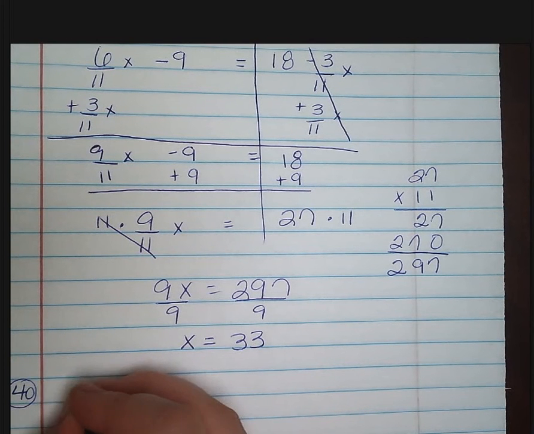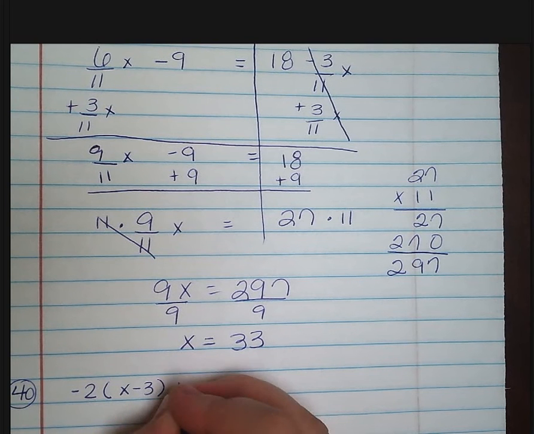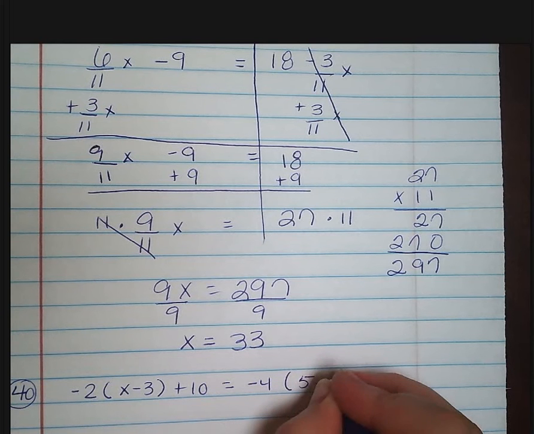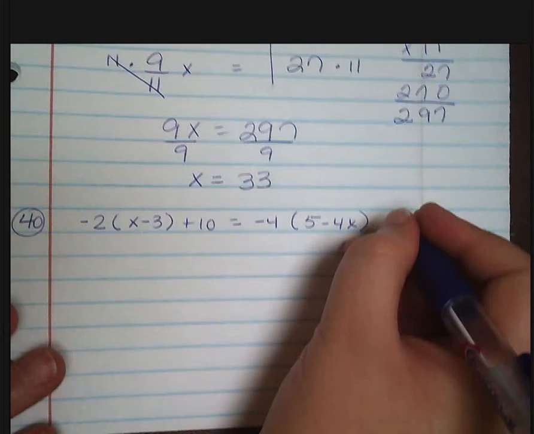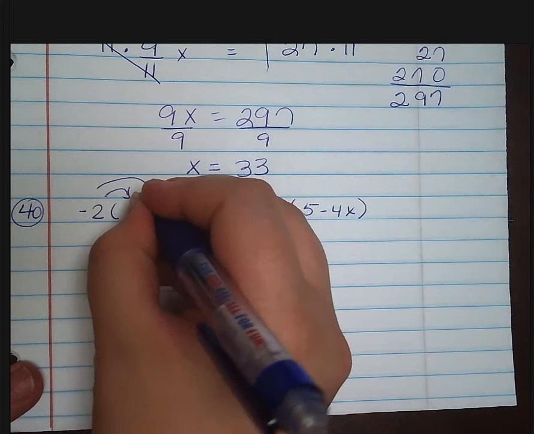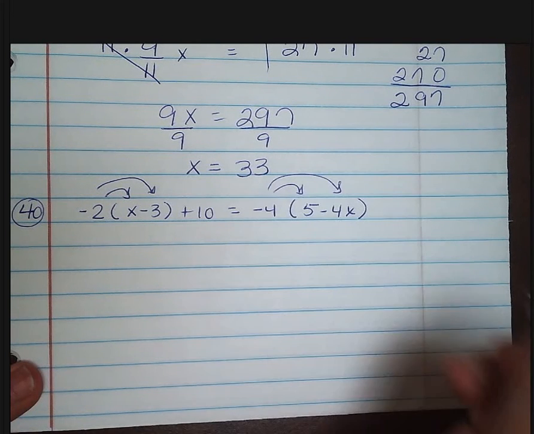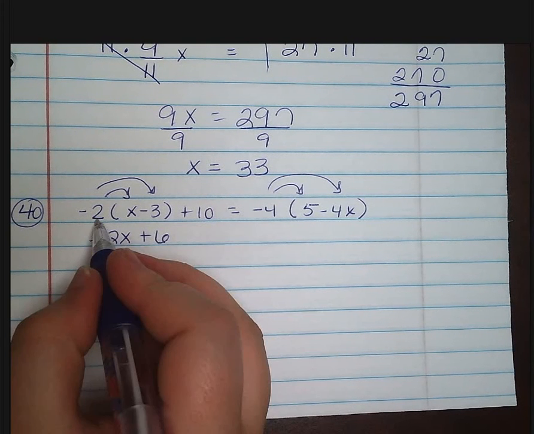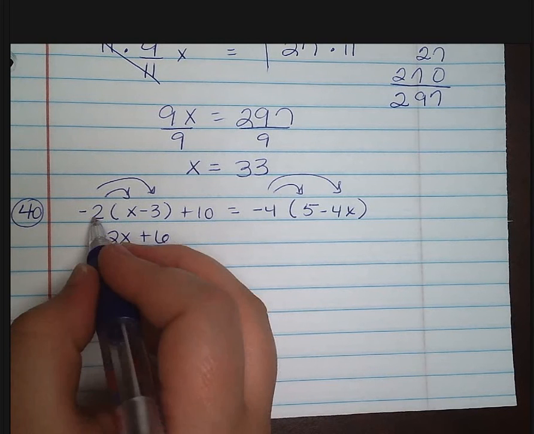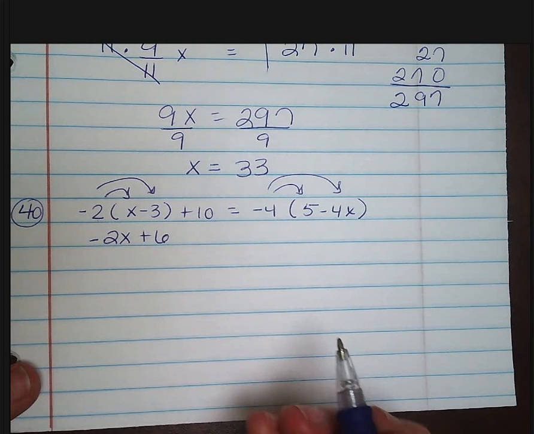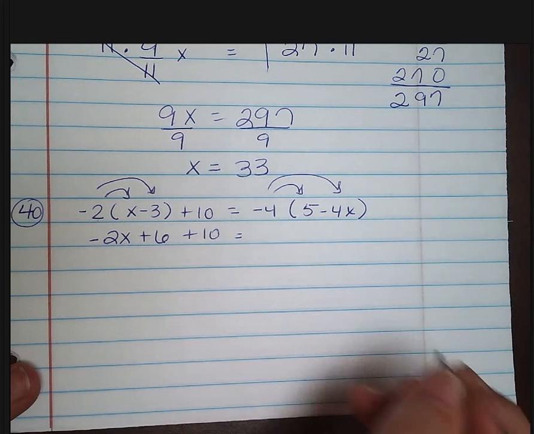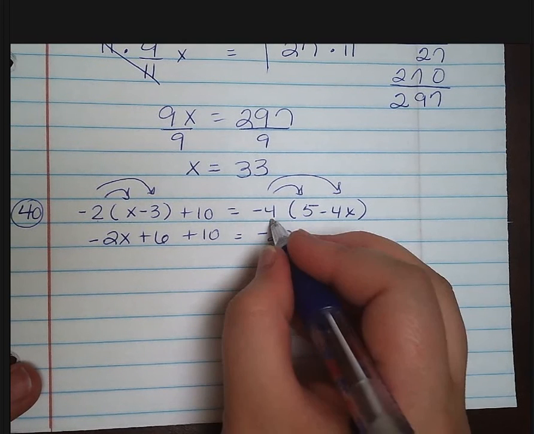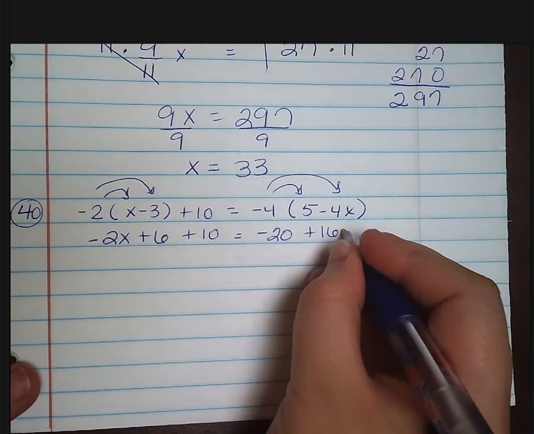Number 40, we have -2 times x minus 3 plus 10 equals -4 times 5 minus 4x. So the first thing we do is get rid of our parentheses. That gives us -2x plus 6, because -2 times x is -2x and -2 times -3 is a positive 6. Bring down your 10. -4 times 5 is -20. -4 times -4x is positive 16x.